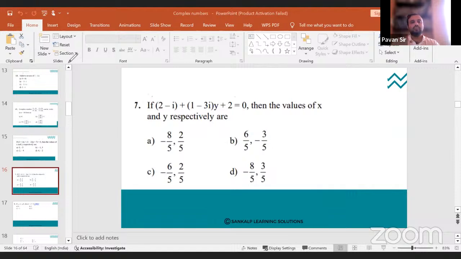If (2 minus i)x plus (1 minus 3i)y plus 2 is 0, then the value of x and y respectively are what? Students, it is almost similar to the previous question because in the previous question also we found the x and y. You just take this for homework and try to get the answer. And the answer is x equals minus 6 by 5 and y value is 2 by 5. Option C is the correct one. Just try to solve this and get the correct answer.